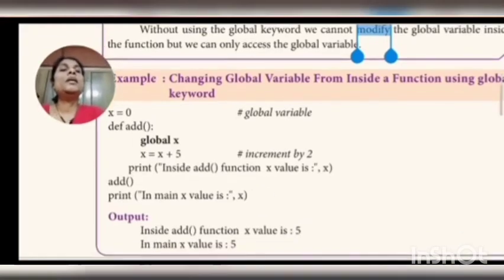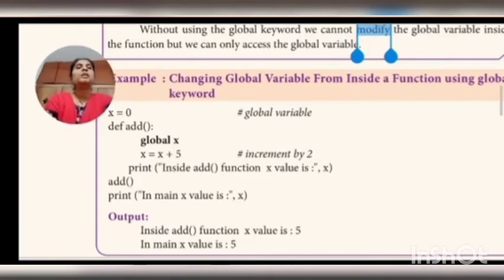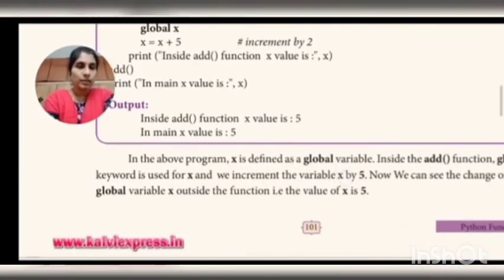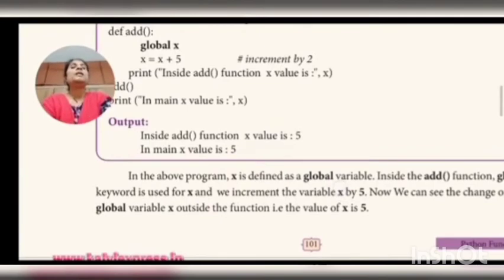Okay, so we are calling the function add here in the next statement. Then we have the statement print in main, x value is x. So what value will be displayed here? It will be 5, because we changed the value of x from within the function, so the value of the global variable has changed. Now wherever we print it, either from within the function or from outside the function, it will display the same value, since we have used that statement, global followed by the variable name.